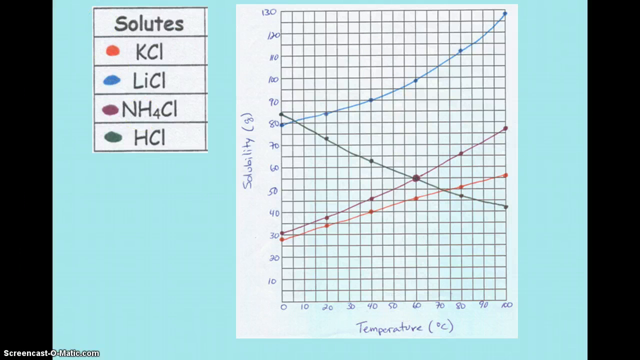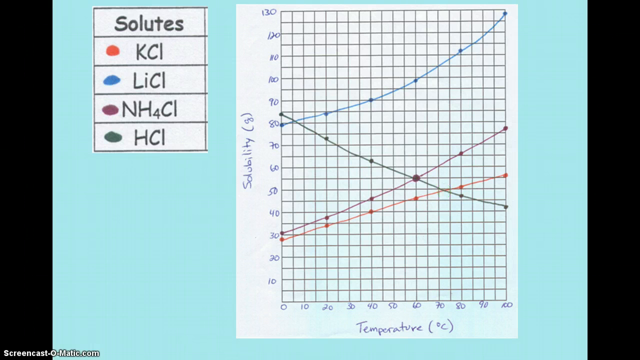Question 4, at what temperature will the same amount of HCl and KCl dissolve? Well, I'm going to try and find where those two lines cross. So HCl is green, KCl is red, and right there. So I'm looking at a temperature of about, I'd say 72 degrees Celsius. That sounds about right.